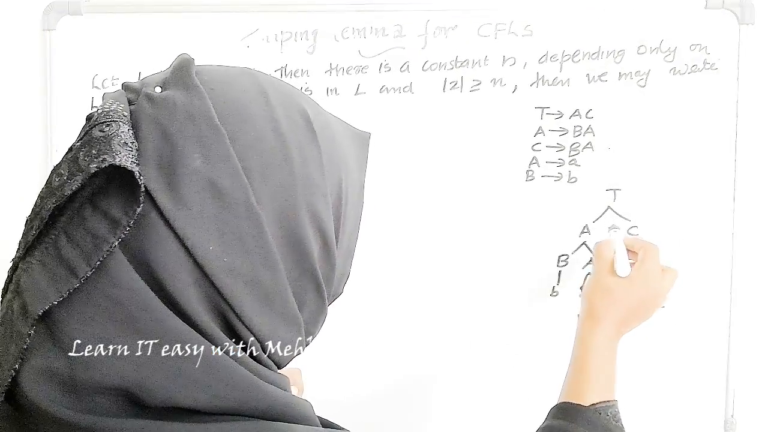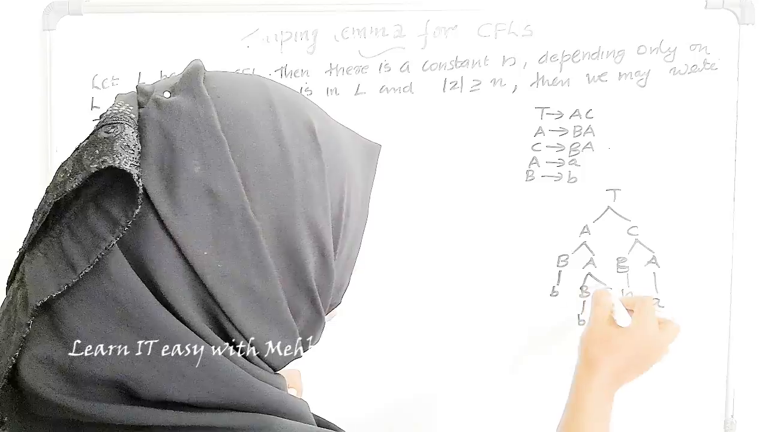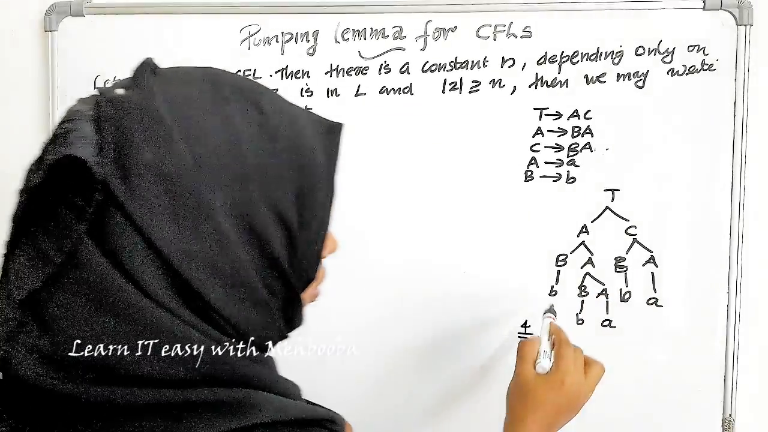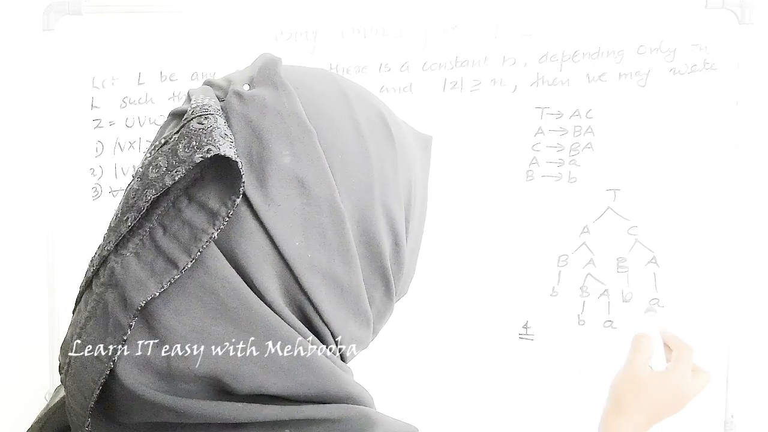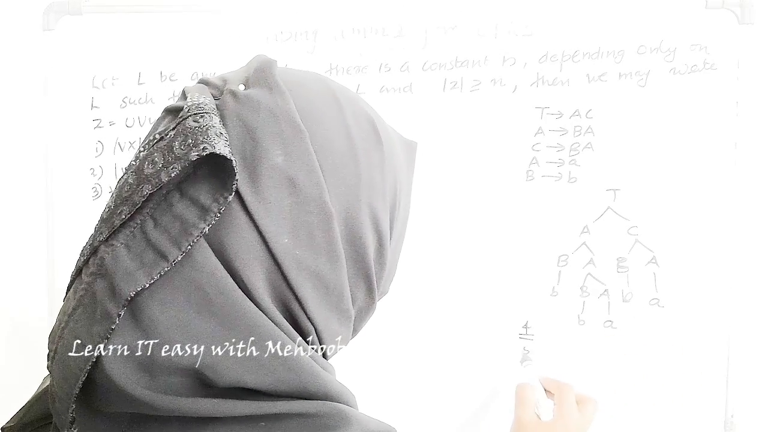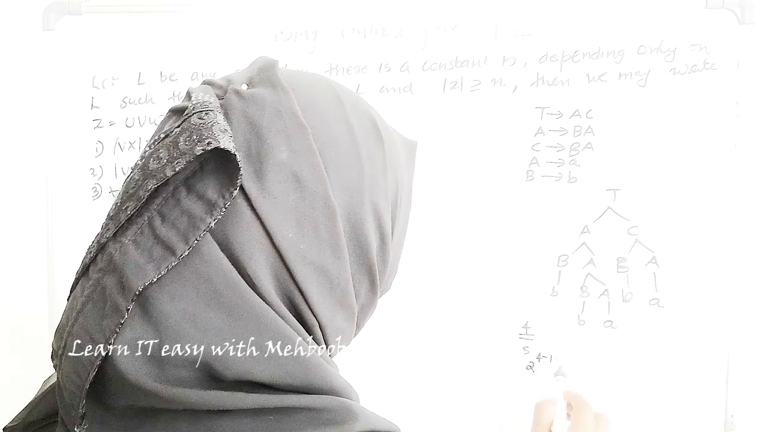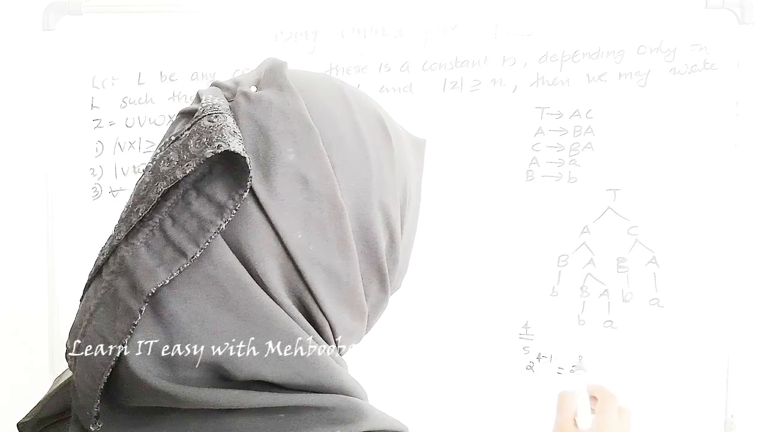Yeah. So here the maximum path length is 1, 2, 3, 4. Okay, 4 is the maximum path length. And the word derived is BBA. So the length of the word is 5. So it is much lesser than 2 raised to 4 minus 1, isn't it? 2 raised to 4 minus 1 is 2 raised to 3, which is 8.